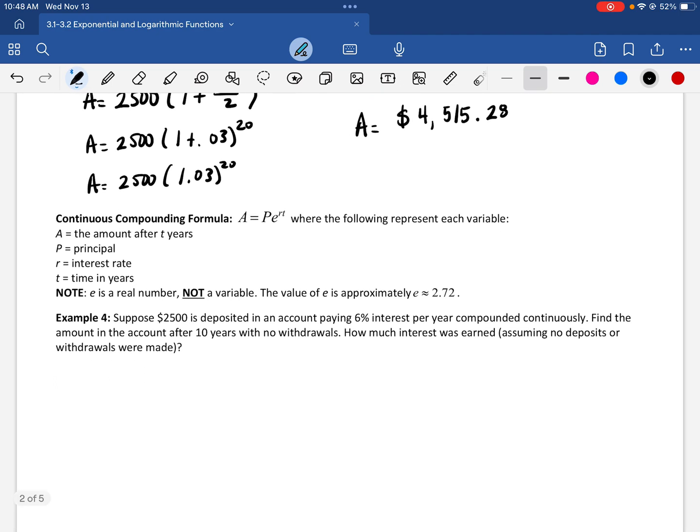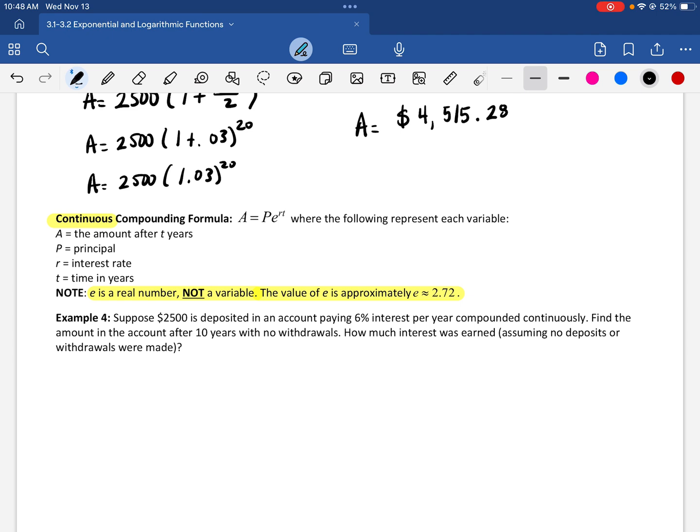Okay, the other way that we can compound money with an exponential is through continuous compounding. And here the key is going to be, you're looking for that word continuous. All right, if it says continuous anywhere within that problem, you're looking to use this A equals P e to the RT. Right, the variables mean the same things as they did in the previous formula. The key thing here, though, is this statement here. It says that note E is a real number, not a variable. The value of E is approximately this. So we're not using E as a variable here. E is a number. It's an irrational number.